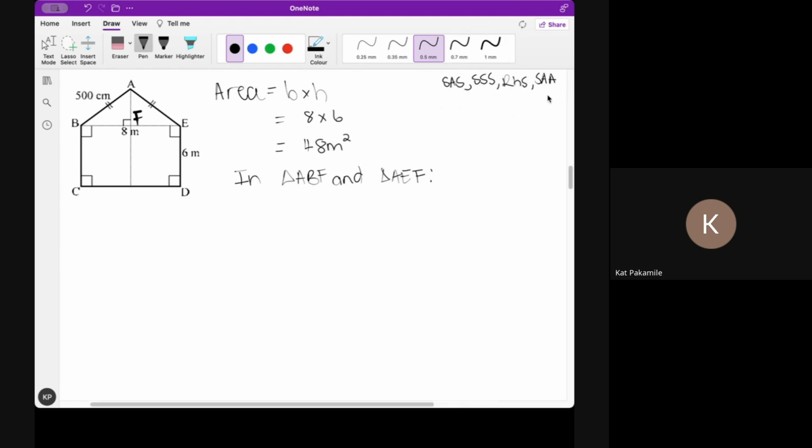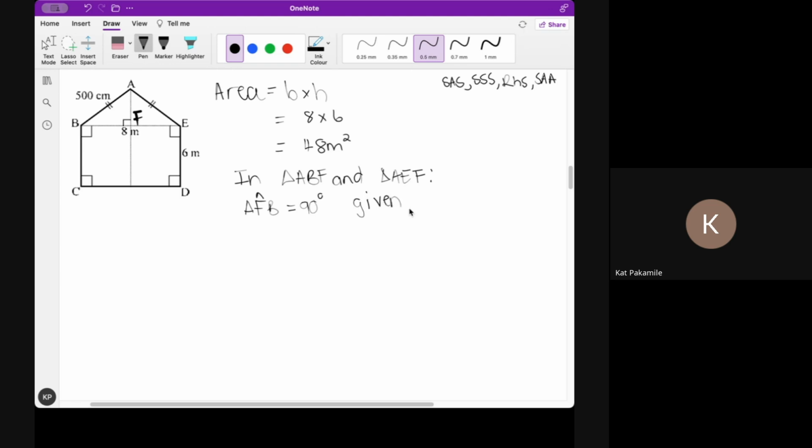Out of these I've written here, which one do you think will be the easiest without us having to work stuff out? The information is literally given to us. Yes, Kanye. Do you guys agree? We can see that there's a 90 degrees in the middle. If this is 90, then the other side is also 90. So I'm going to say angle AFB is 90, given.